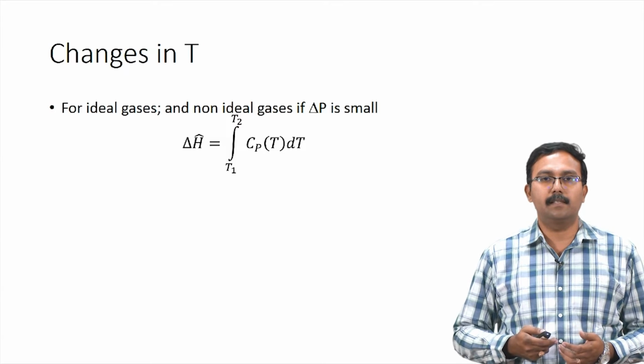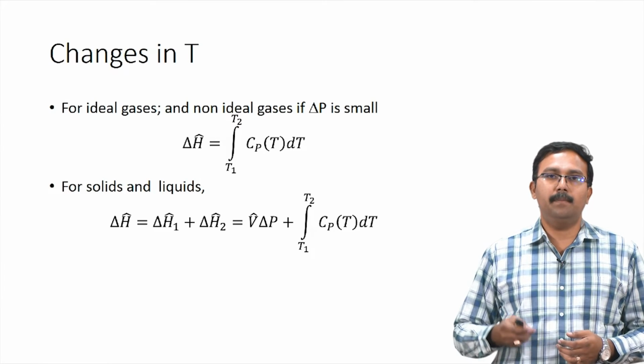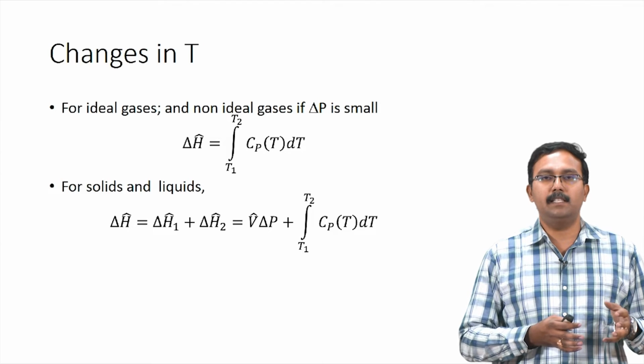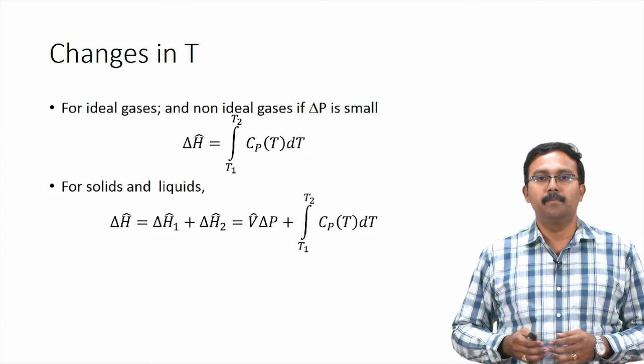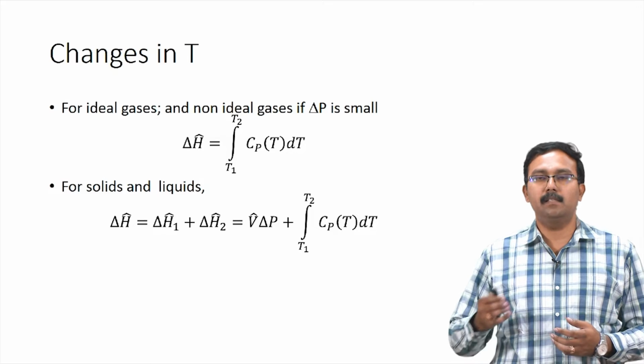and it will be negligible for non-ideal gases. For solids and liquids, the total change in enthalpy would be the summation of delta H cap 1 and delta H cap 2. So, this would be V cap delta P plus integral Cp dT.